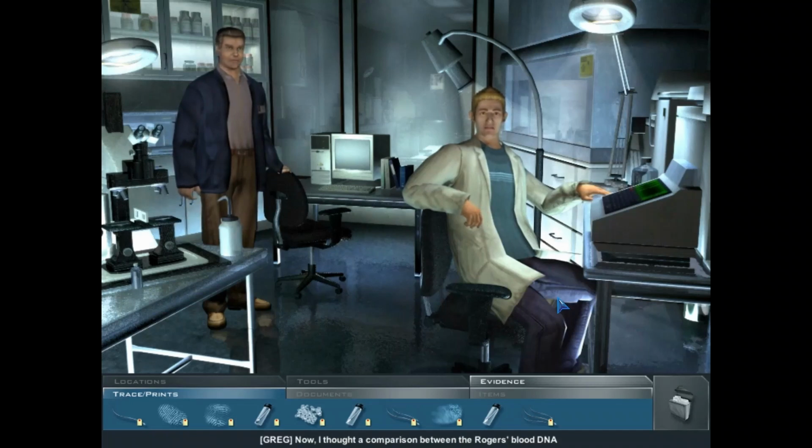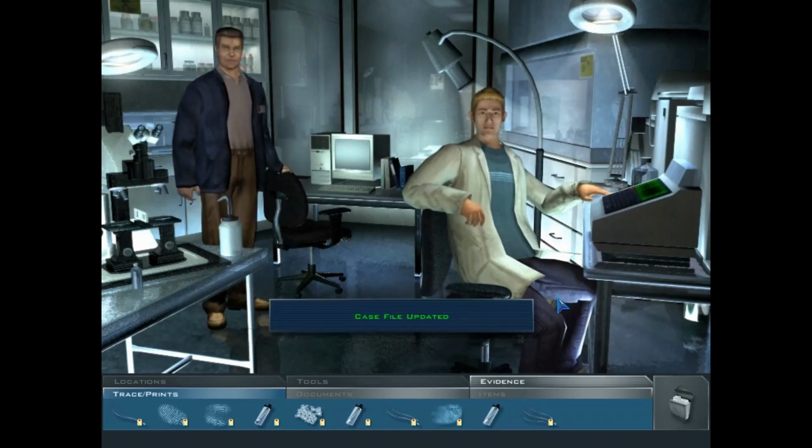Now, I thought a comparison between the Rogers blood DNA and the skin from the fingernails would make sense. The result of my sweat and tears? Jackpot! Mr. Devin Rogers co-starred in a scrappy little show with our victim.